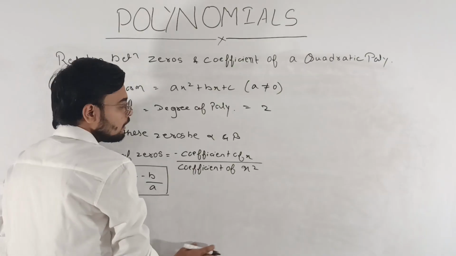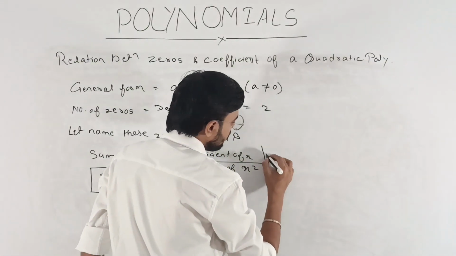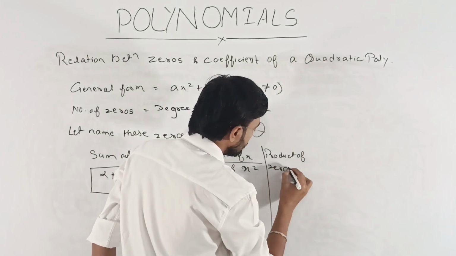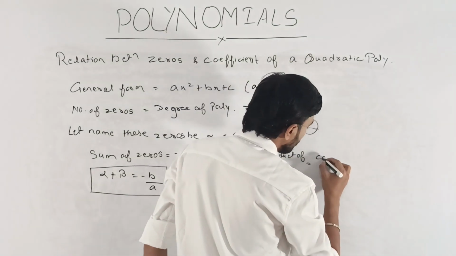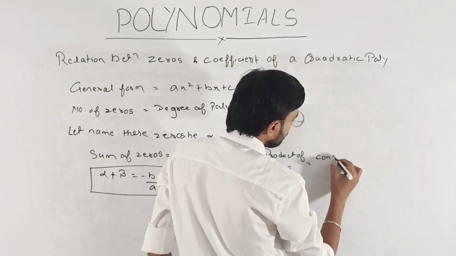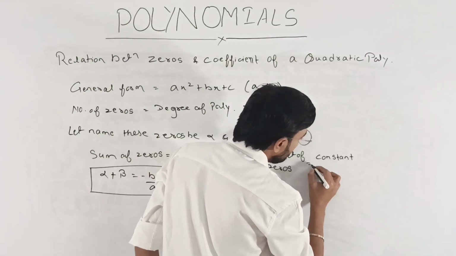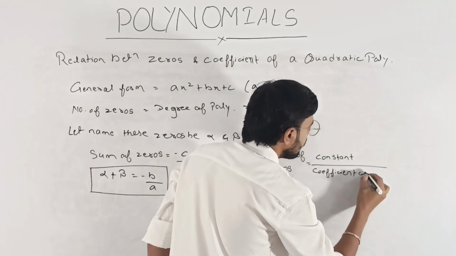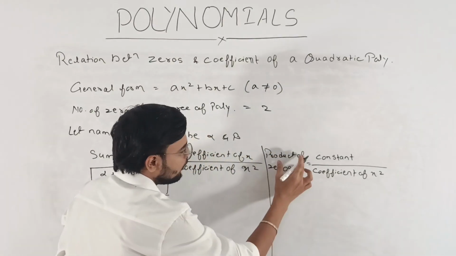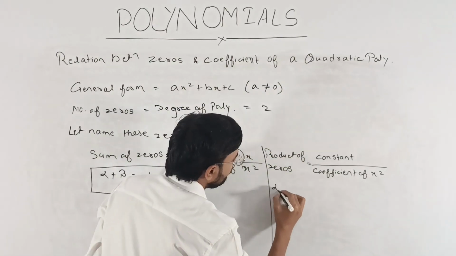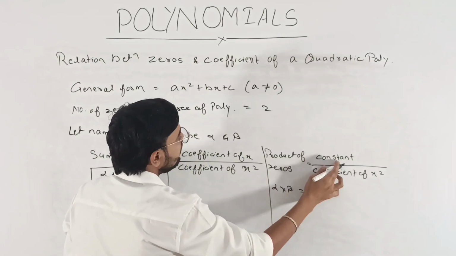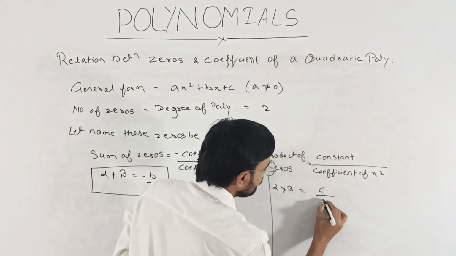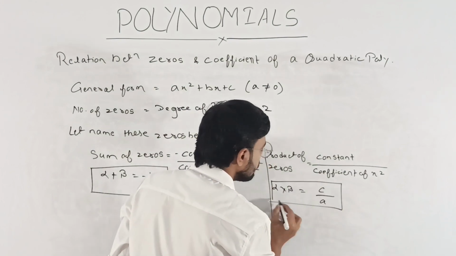Now another relation is the product of zeros. This is equal to the constant term upon the coefficient of x square. Product of zeros means alpha multiplied with beta, which is equal to the constant term c upon the coefficient of x square, which is a. So the product of zeros is equal to c upon a.